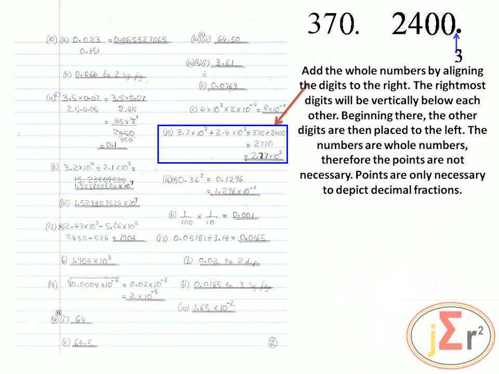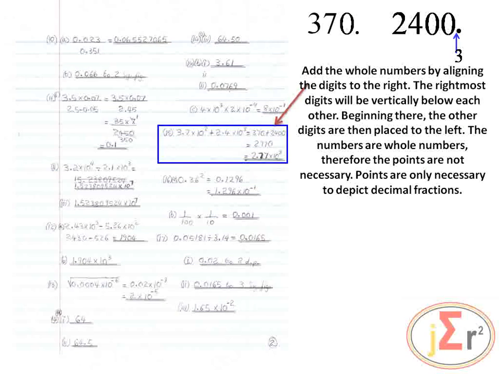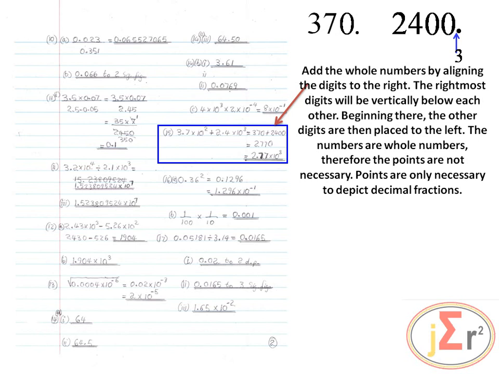Add the whole numbers by aligning the digits to the right. The rightmost digit will be vertically below each other. Beginning there, the other digits are then placed to the left. The numbers are whole numbers. Therefore, the points are not necessary. Points are only necessary to depict decimal fractions, or when the form or context dictates that such is the case.